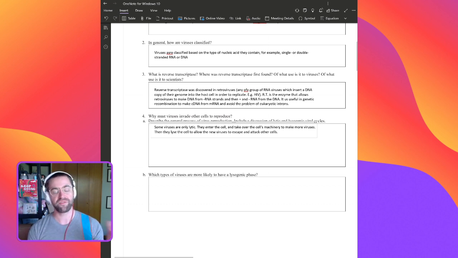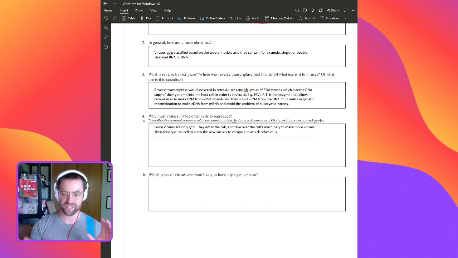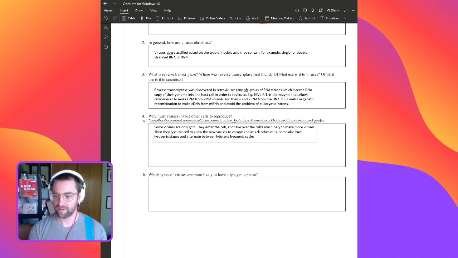Some viruses also have a lysogenic stage, and alternate between lytic and lysogenic cycles throughout their life cycle. In the lysogenic stage, the virus incorporates the viral DNA into the host DNA and remains quiescent there, replicating with the host's DNA.